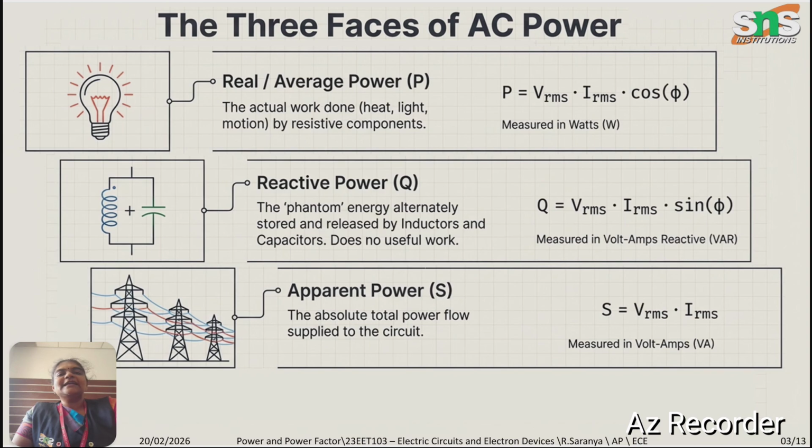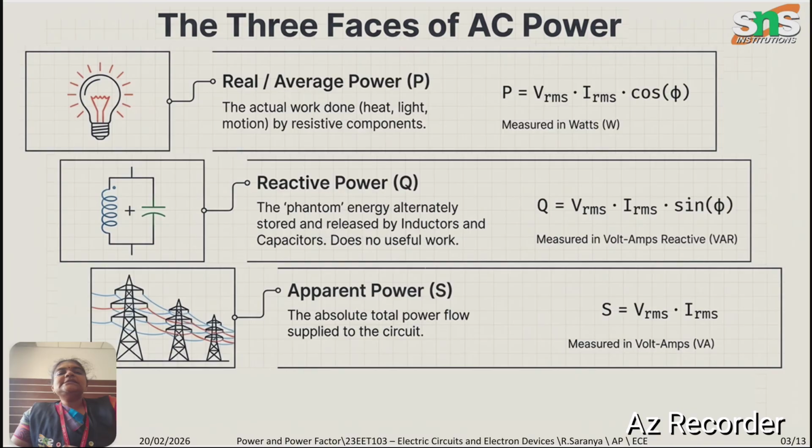Next comes our reactive power Q. Reactive power is something that does not relate to the work done. It is the amount of power that is just being stored and released by the inductors and capacitors. It does not give actual power and it does not do any useful work. It simply stores and releases power. That's it. It is denoted by Q. The value of Q can be obtained using the formula Vrms into Irms into sin phi.